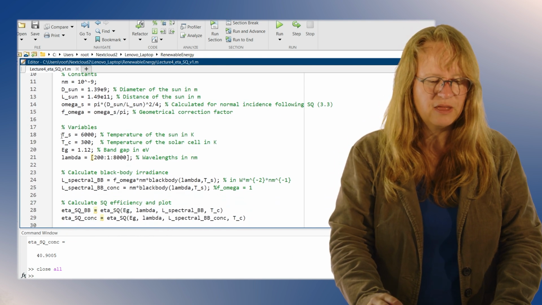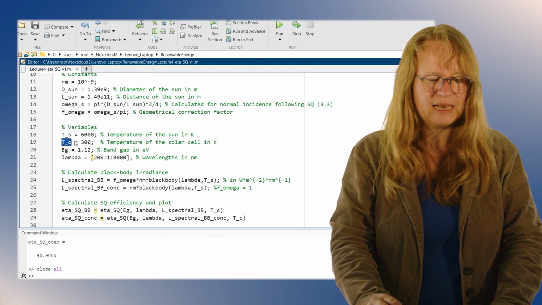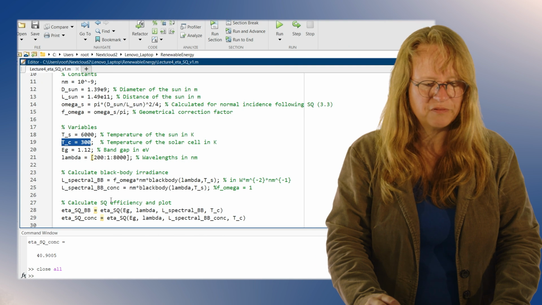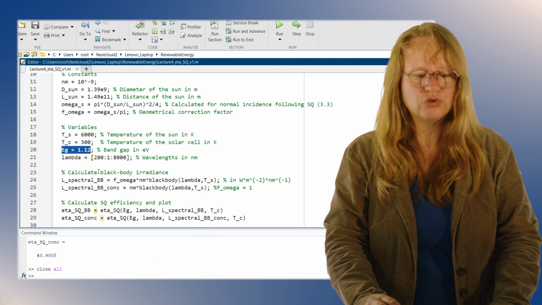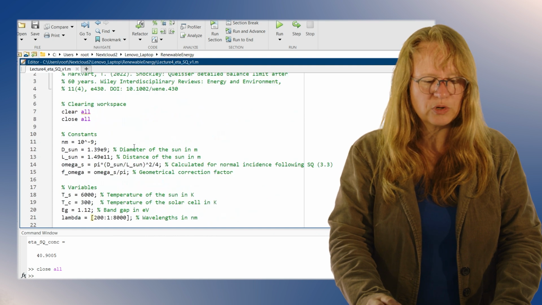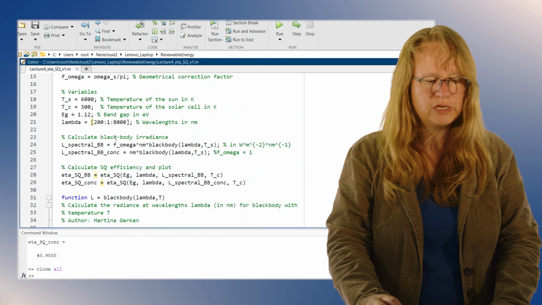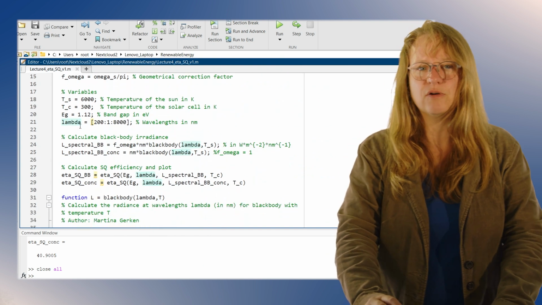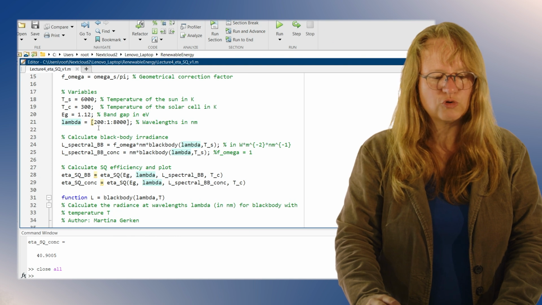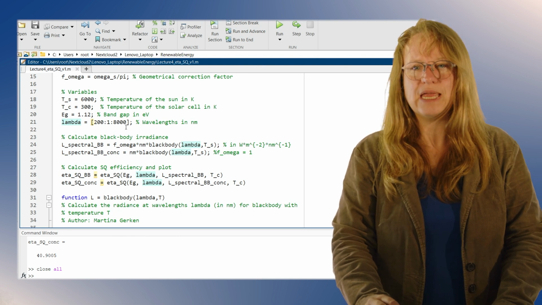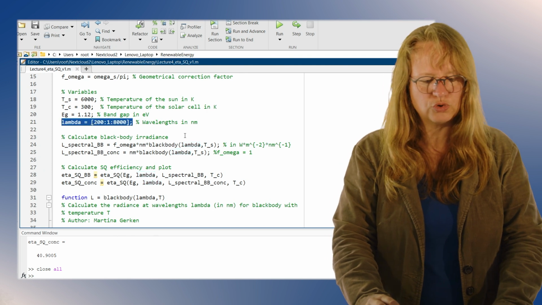Then I specify for the sun a temperature of 6000 Kelvin, for the cell a temperature of 300 Kelvin. I specify a band gap of 1.12 electron volt. This I do because I want to compare it to this Marquardt paper, and they use 1.12 electron volt. And I specify a wavelength range that I will consider. So here my wavelengths lambda go from 200 nanometers to 8000 nanometers or 8 microns. So this is my wavelength range I'm going to use.